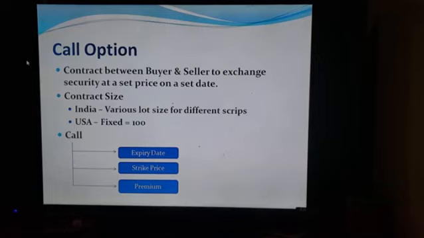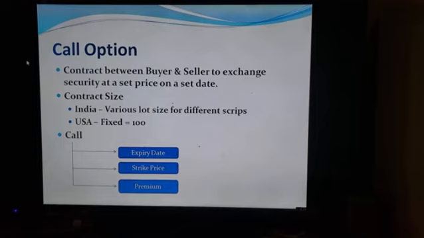It's the contract between a buyer and a seller to exchange security at a set price. That set price is called the strike price, and the set date is called the expiry date of the contract. Contract size, so it's not just one stock or two stocks. In USA, the size is fixed for options, that is 100. In various countries it's different. In India, the lot size is different for different stocks.